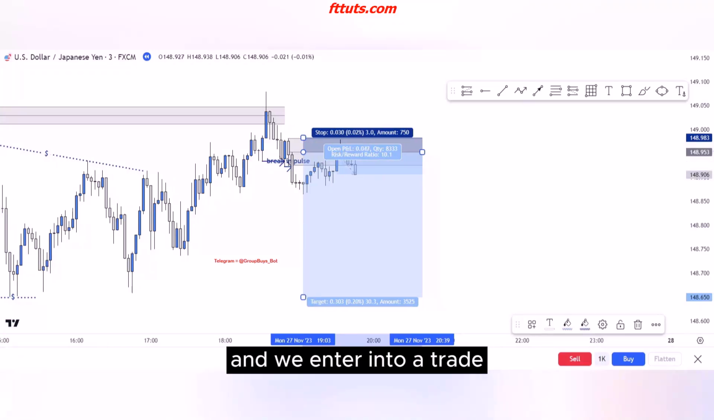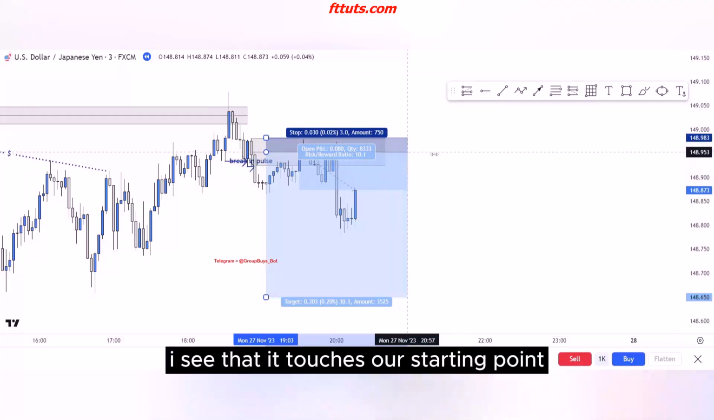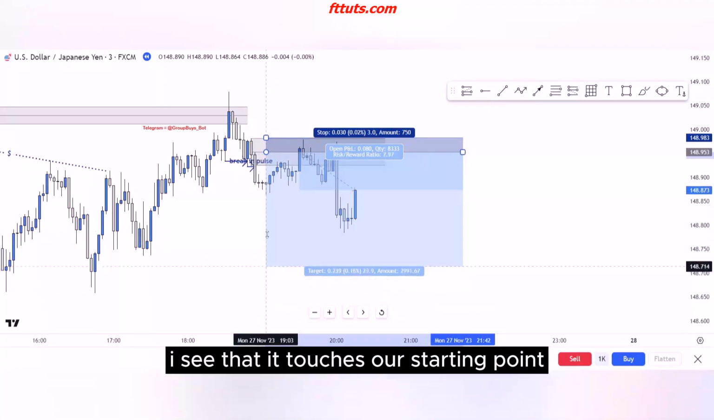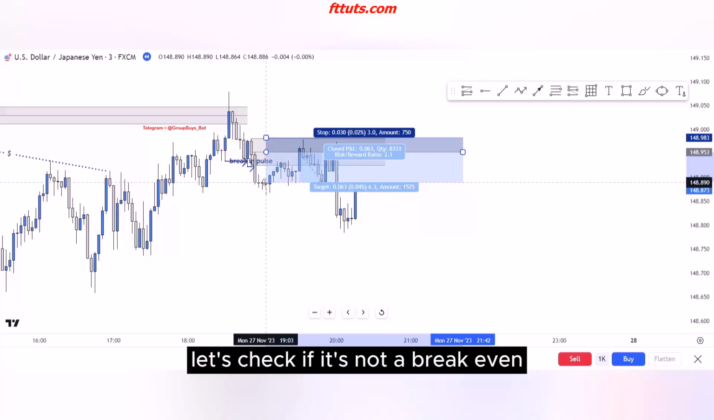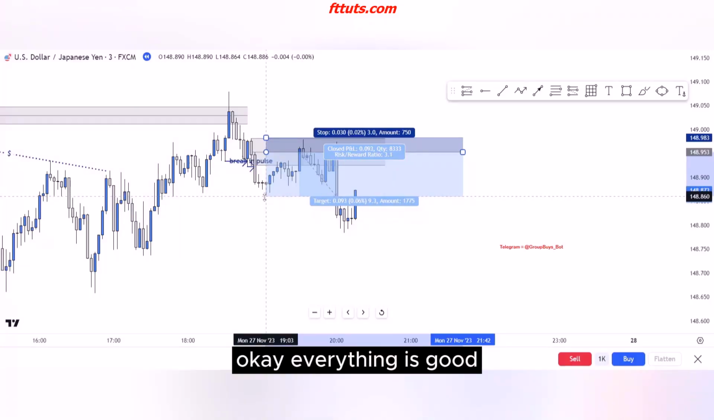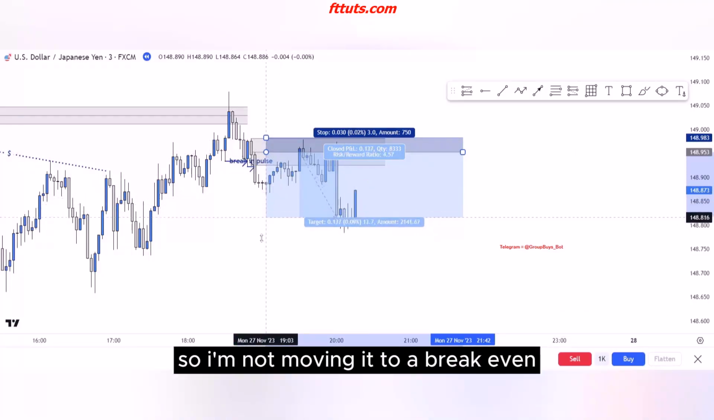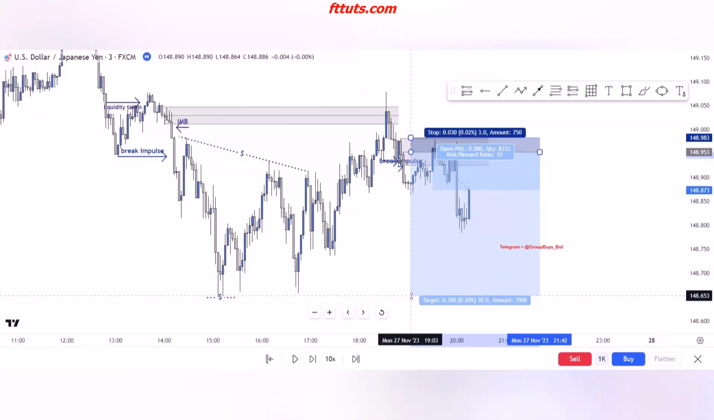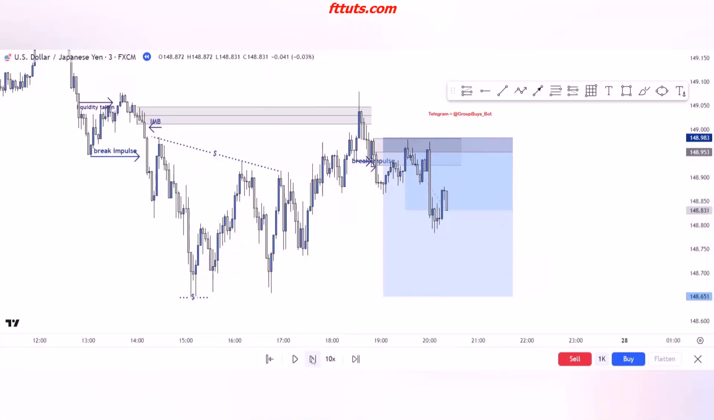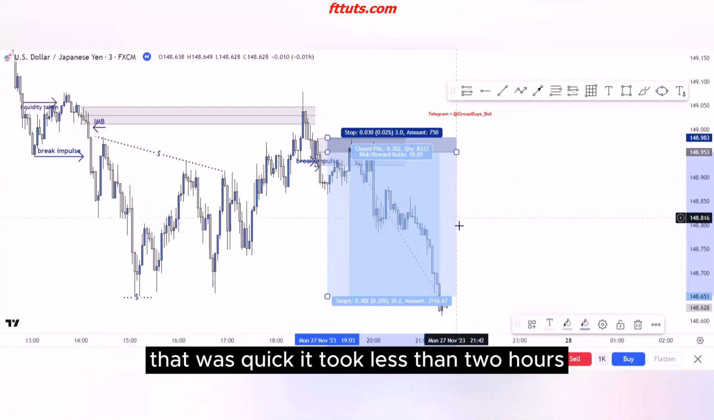And we enter into a trade. I see that it touches our starting point. Let's check if it's not a break-even. Okay, everything is good. It has yet to reach 3 hours, so I'm not moving it to break-even. Let's let it continue to drop. Boom, that was quick. It took less than 2 hours.